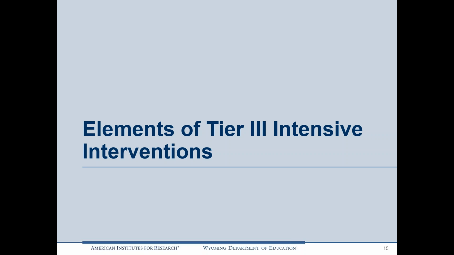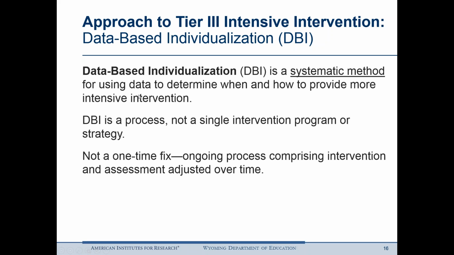So, what is the purpose of a Tier III intervention and who are they for? Data-based individualization, which is often used to implement Tier III systems, is a systematic method for using data to determine when and how we provide more intensive intervention. It is a process, not an intervention, so it can be used with any existing standardized intervention that you're using at Tier II. It's important to remember that DBI is not a one-time fix. It's an ongoing process that requires adjustments over time as student needs change. Its origins are based in modification and experimental teaching that was first developed at the University of Minnesota in 1977 and has been expanded upon by others.